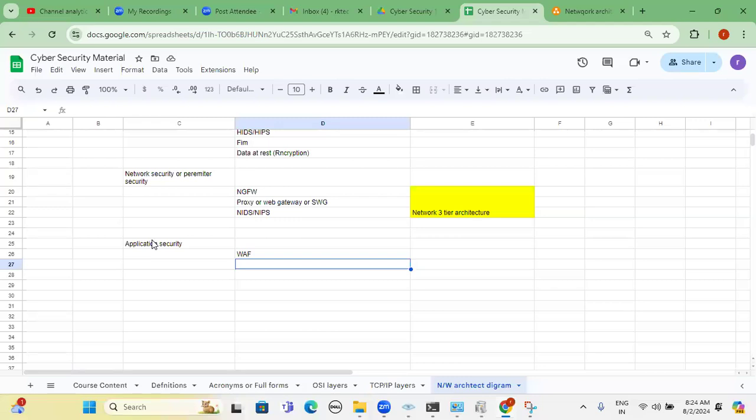Not only that, as part of application security, we have to make sure that whatever application development we do, as part of the SDLC life cycle, which we can call the SSDLC, secure SDLC life cycle, we implement security in each and every phase.